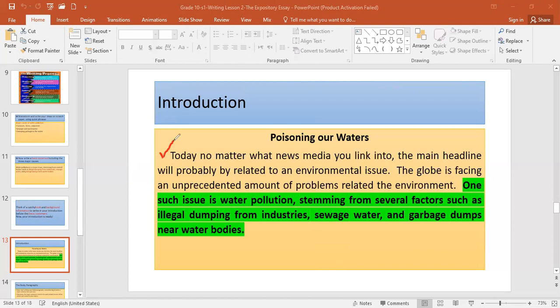The hook was an interesting fact that no matter what news media I go to, especially in our days, generally the first news is going to be related to a forest fire or a flood, etc. Then general information, and finally, I wrote my thesis statement, the one I prepared after I brainstormed. Now let's move on before we run out of time.